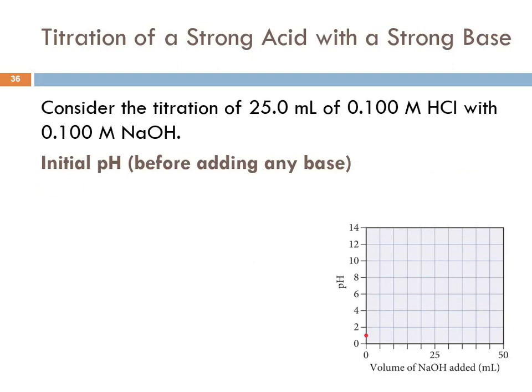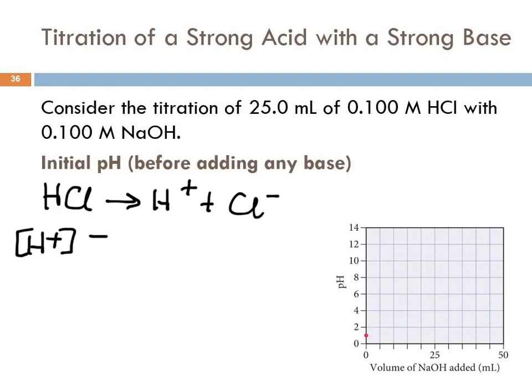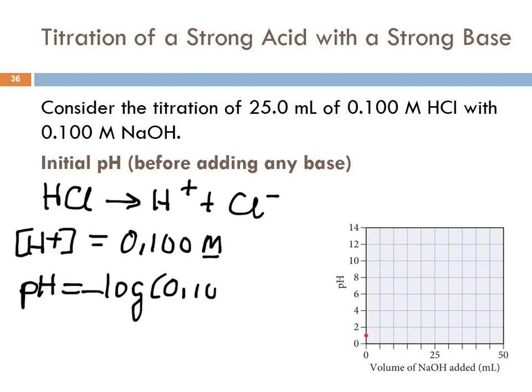Now, what is the pH before we add any sodium hydroxide? Well, this is a strong acid, right? HCl dissociates, ionizes completely. So the hydrogen ion concentration is going to be the same as the concentration of the acid, 0.100. And so then what's the pH? The pH is going to be the negative log of 0.1, which is going to be 1. I should have 3 zeros. So the pH is 1.00. And so then on our titration curve here, for 0 volume of sodium hydroxide added, we have 1.00.